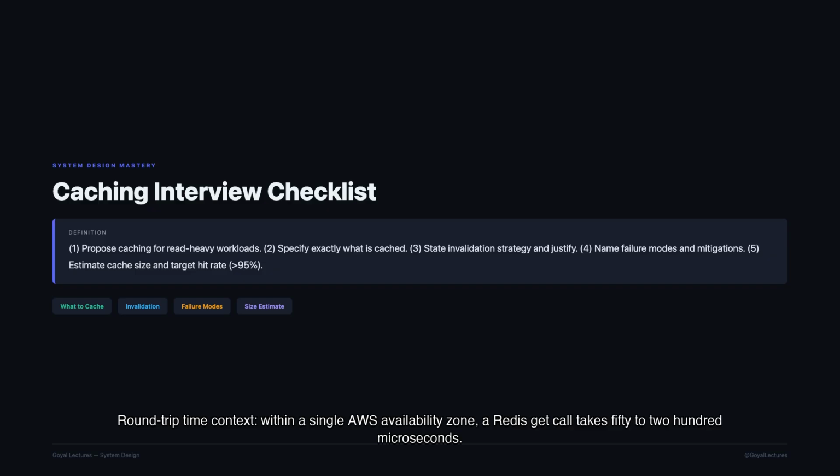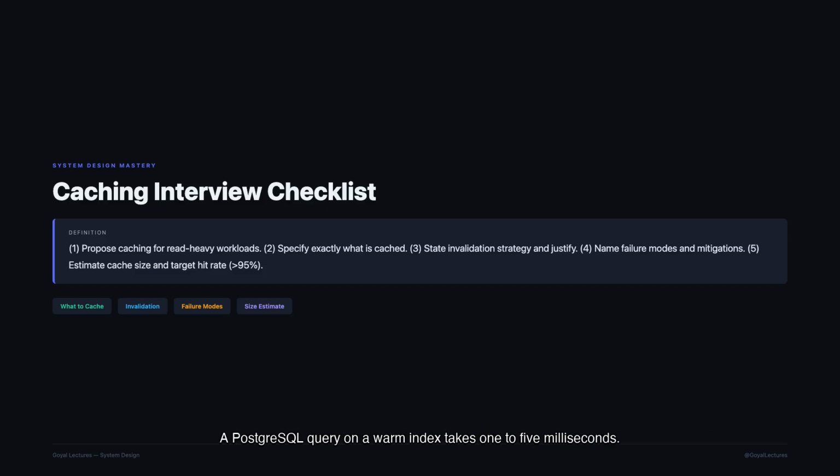Round-trip time context. Within a single AWS availability zone, a Redis GET call takes 50 to 200 microseconds. A PostgreSQL query on a warm index takes 1 to 5 milliseconds. Caching makes the common case 10 to 50 times faster than the database, not just marginally faster. Caching is the most powerful performance tool in a system designer's toolkit. The key decisions are where to cache, which invalidation strategy to use, and how to handle the failure modes.